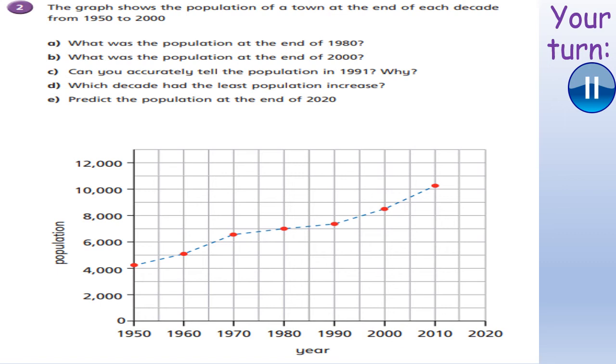D. Which decade had the least population increase? And E. Predict the population at the end of 2020. Good luck!